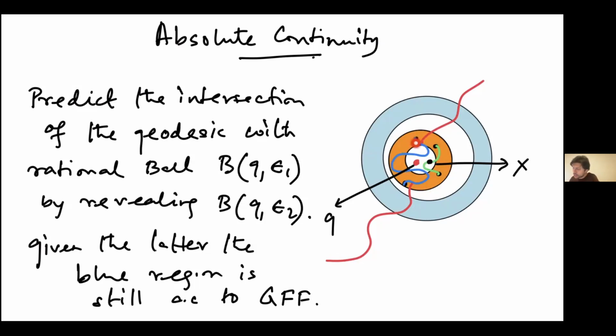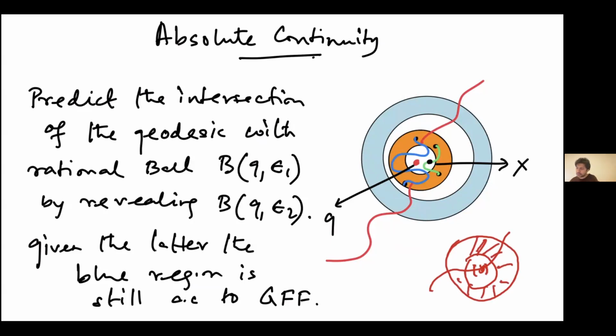Now the point is, these local geodesics are only a function of the local noise. If this ball is very small, as you go away from the origin, you have not revealed anything about the noise here, and this is still absolutely continuous with respect to the GFF. So that's the key idea: you can predict the local small segments of the geodesic by revealing very tiny information. Because you're interested in the noise slightly away from the geodesic, you can predict these segments without revealing any noise here. And that's why you still preserve absolute continuity slightly away from the geodesic.